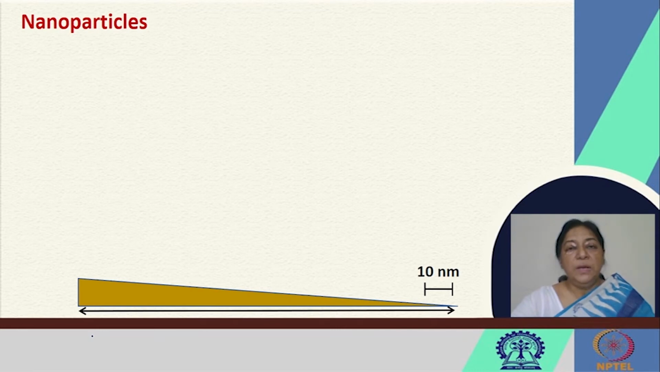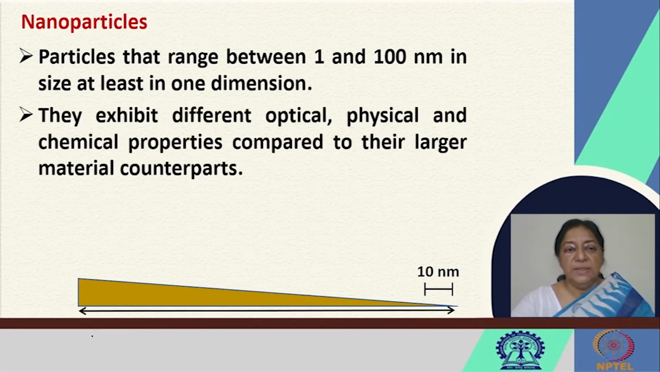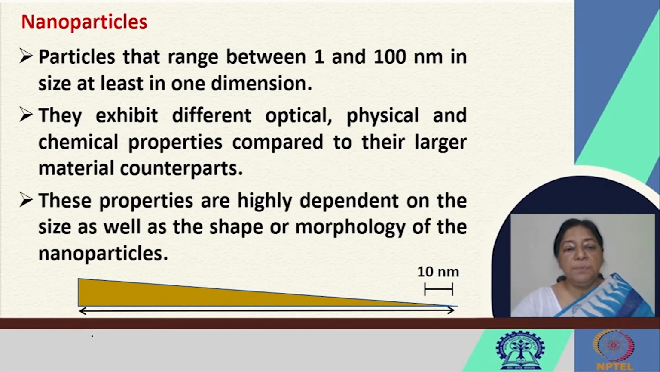When we try and understand what nanoparticles are, these are particles that range between 1 and 100 nanometers in size, at least in one dimension. They exhibit different optical, physical, and chemical properties compared to the larger material bulk counterpart. These properties are highly dependent on the size as well as the shape or the morphology of the nanoparticles.